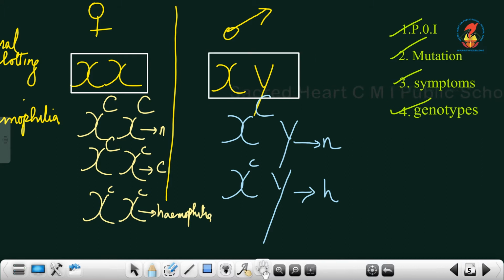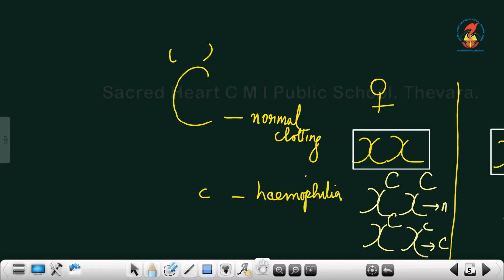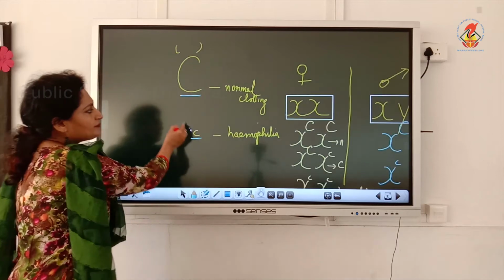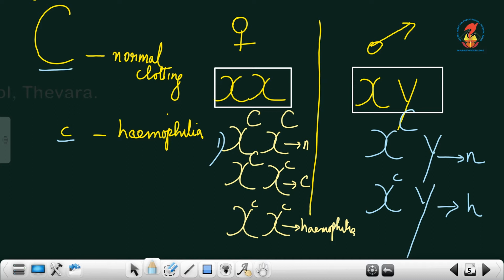Clear? So once again explaining the genotypes. In the case of hemophilia, let capital C be normal clotting and small c be hemophilic. So the possible genotypes for females are three. One, X capital C, X capital C, which is a normal female. Second, X capital C, X small c, which is a carrier female. She is also normal. And third, X small c, X small c, she is hemophilic.